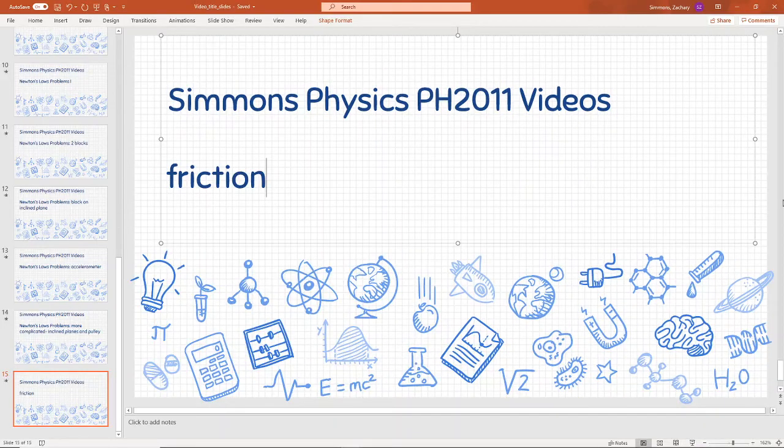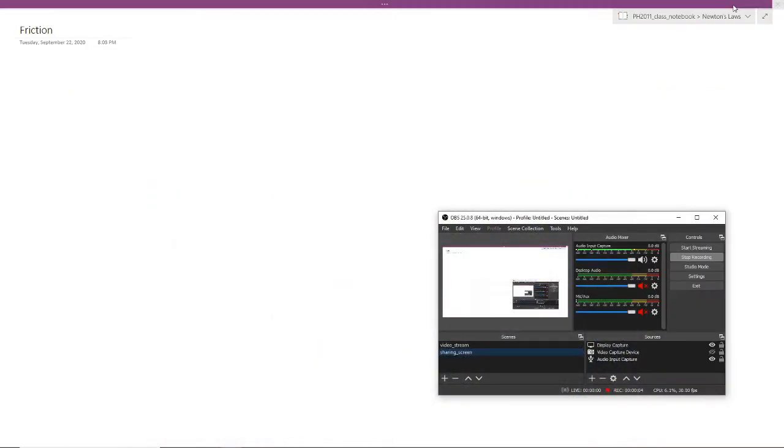Okay, let's talk about friction. So far, we've been assuming that we can neglect friction when solving problems. And this is nice in that it simplifies the math, but it's not very realistic. So let's see if we can build up a simple model of friction that we can incorporate into problems to give us a little more realistic picture of how the world works.